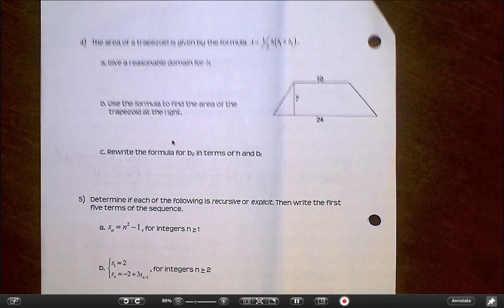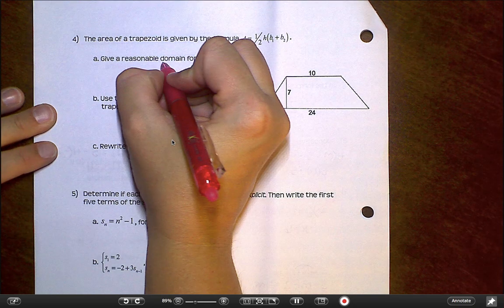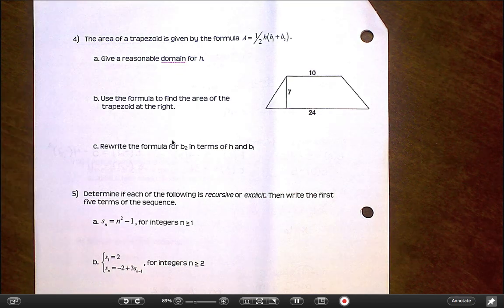Hey everyone, this is page 2 of the chapter 1 test review, starting here with number 4. Number 4 gives you the formula for area of a trapezoid, and it says give a reasonable domain for H. And I just want to point out this word domain. We stumble on this a lot. What is this really asking?